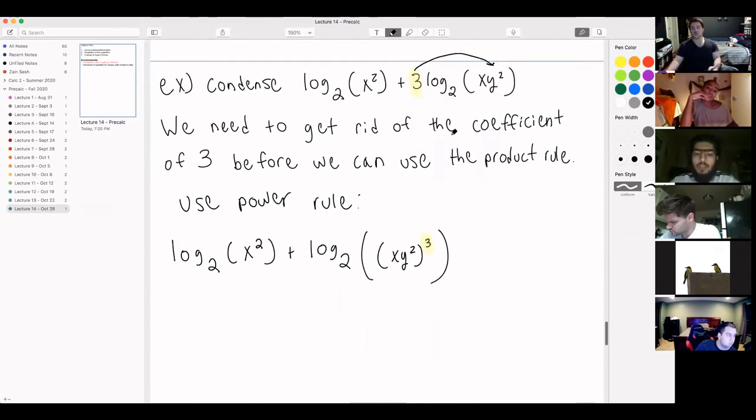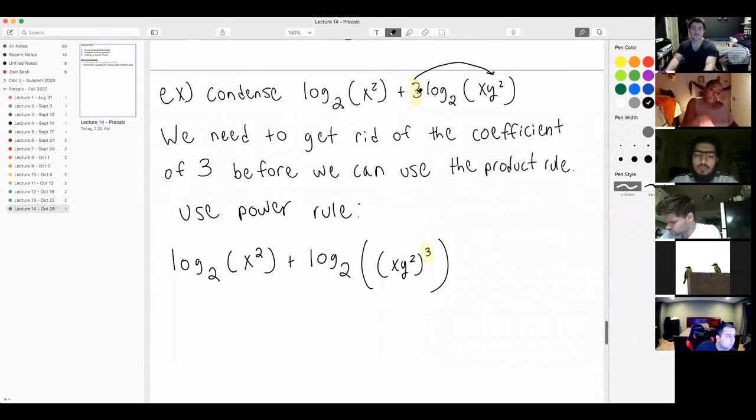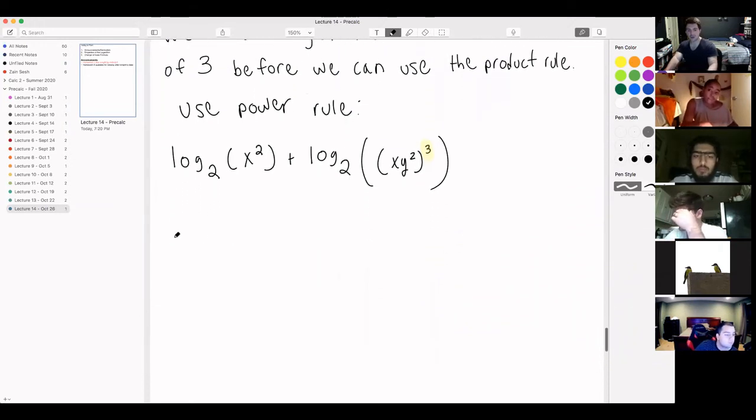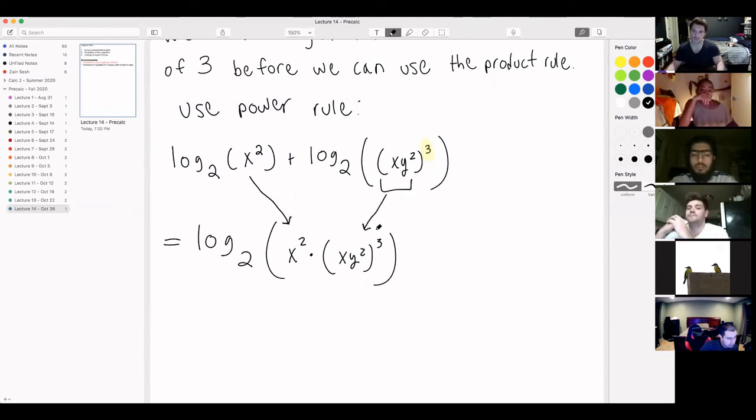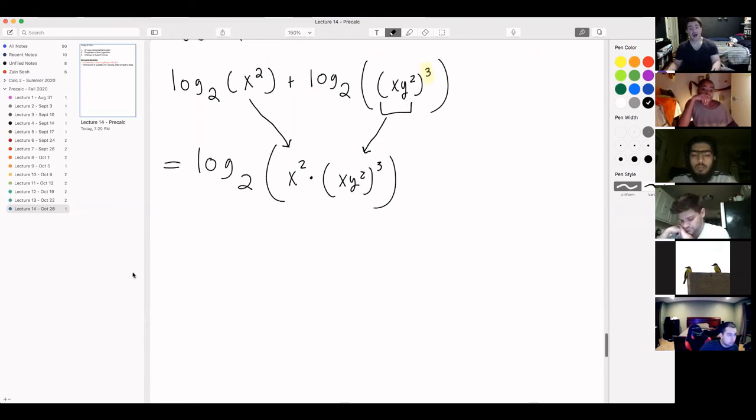Okay. Good. So we have successfully gotten rid of this coefficient of 3. Now we are of the form log m plus log n. I can rewrite this now as log of a product. So this will be log base 2 of x squared multiplied by xy squared to the third. I hope everyone sees what happened here. That went there, and that went right there. So this is the product rule in reverse, and we can do better.